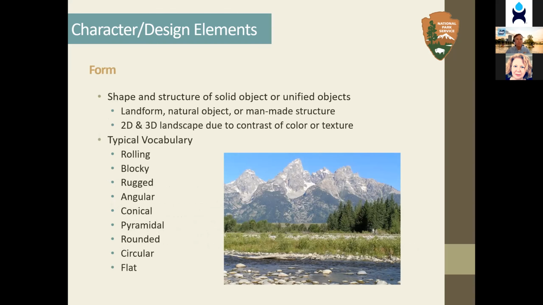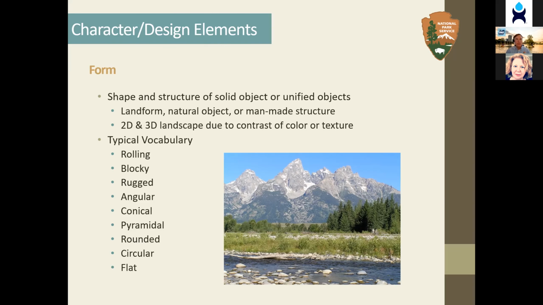So form. Form is the shape or the structure, a 2D or 3D aspect, if you will. As you see here, there's some typical vocabulary that can be associated with this. There's no limit on what that vocabulary is. You can think of new terms or anything used to describe those shapes and forms of the landscape.